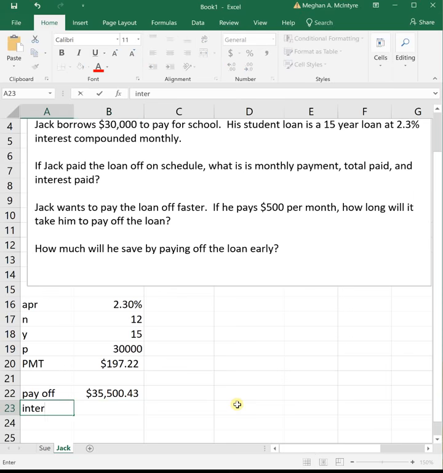So his interest will be the total amount he had to pay to get rid of the loan minus what he initially borrowed, which was $30,000. So he paid $5,500.43 in interest.